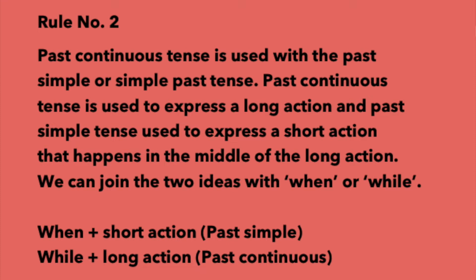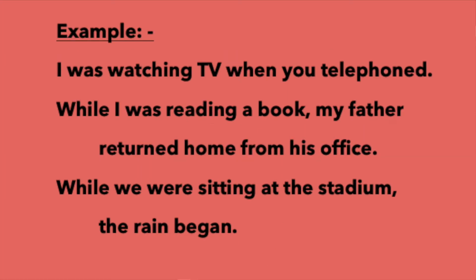There will be two actions. One will be a long action, the next one will be a short action. We use the past continuous tense with the long action and the simple past tense or past simple tense with the short action. See the example. I was watching TV when you telephoned. Here in this example, we can understand the long action as watching TV. It is expressed with the past continuous tense, ing form. And the short action, telephoned, is expressed with the past simple.